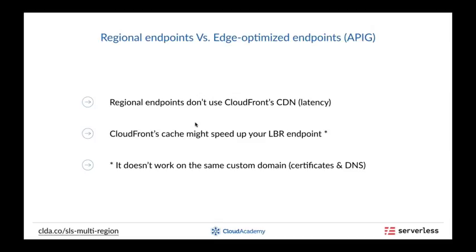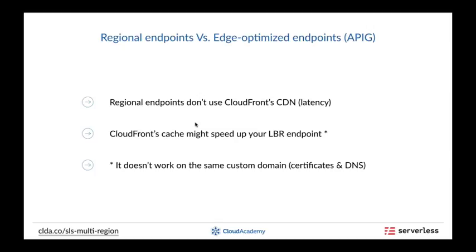Okay, so a quick note about regional versus edge-optimized endpoints. We already mentioned that regional endpoints do not use CloudFront, so there is no CDN. Based on how far the client is from the closest region, regional endpoints might have a different latency with respect to the edge-optimized endpoint. Let's say that on average, regional endpoints are a bit slower unless you are really close to that region. And that happens because you're not using CloudFront's CDN, CloudFront's network.